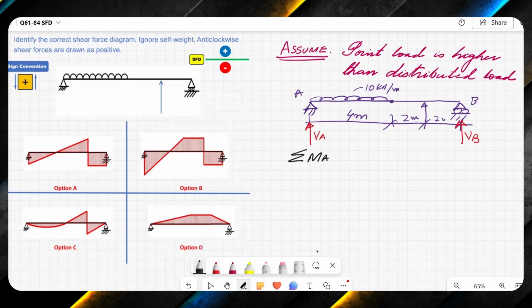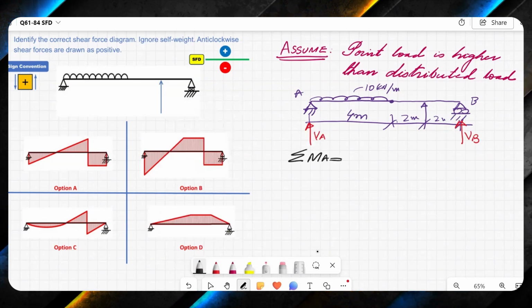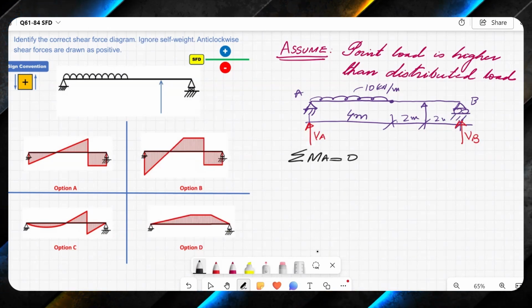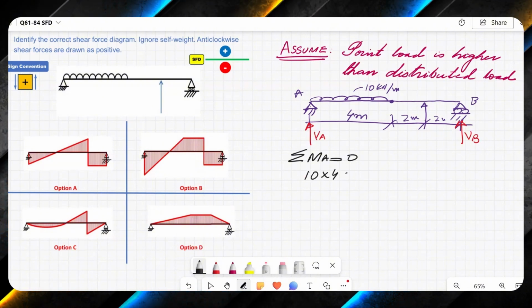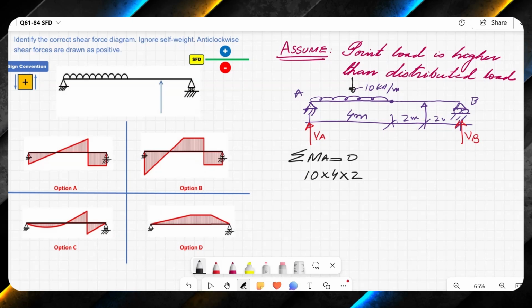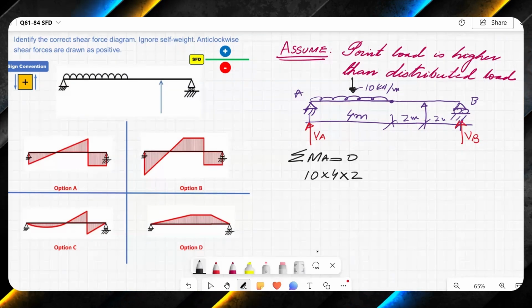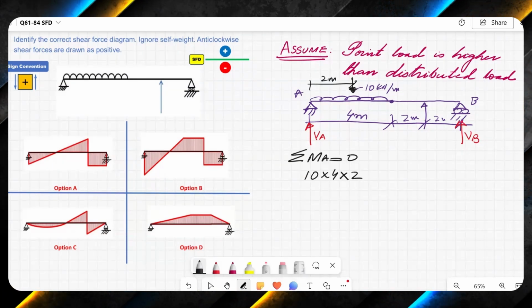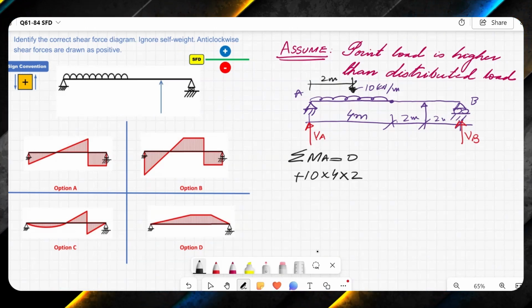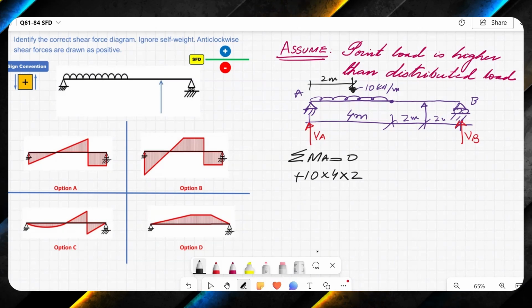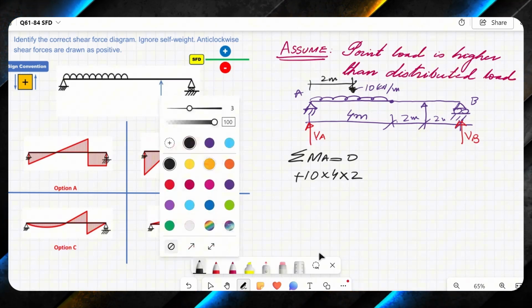Let me say summation of moment at A is equal to 0. First, let's take into account the UDL. So 10 times 4 times 2. This will be acting at half of the distance, which is 2 meters, and this is creating a clockwise moment with respect to A. That's why it's positive.